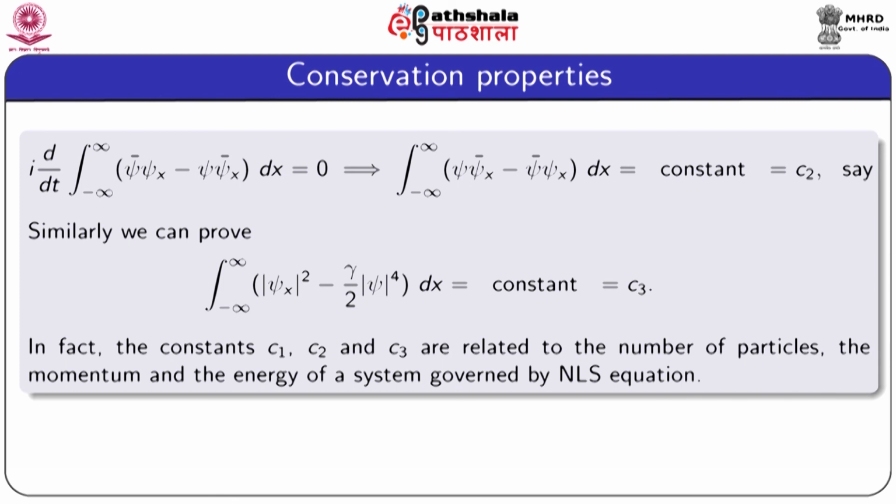So, we get three integrals of motion C1, C2, C3, and they are related to the number of particles, momentum and the energy of the system governed by the nonlinear Schrodinger's equation. So, in this way we can obtain other integrals of this equation.